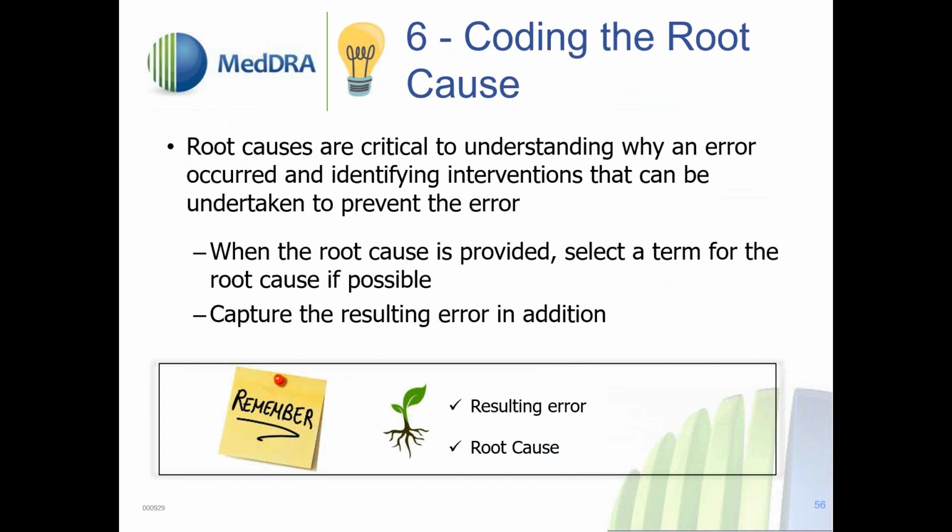We already shortly addressed the root causes when talking about potential medication errors. And if a medication error is reported in conjunction with the actual cause of this error, then always select a term for the root cause plus the resulting error. Remember what we discussed earlier. Root causes are critical to understand why an error occurred and to identify interventions, measures that can be undertaken to prevent the error. And that is why many regulators are very interested in obtaining information about these root causes.